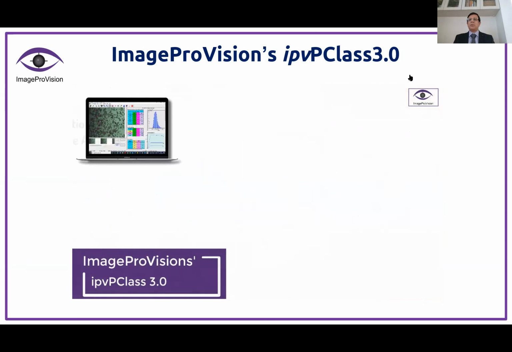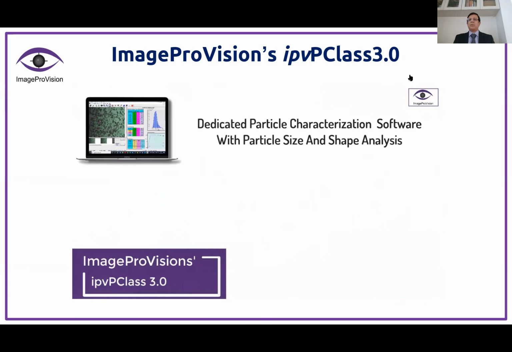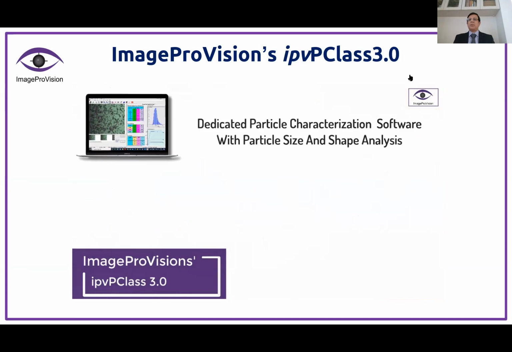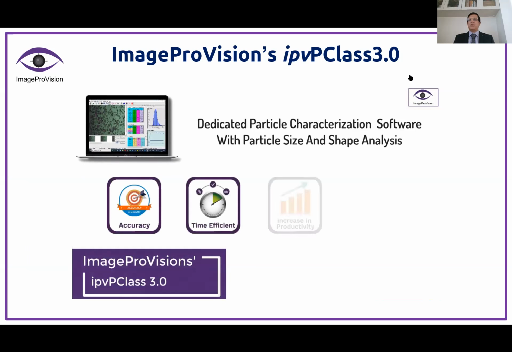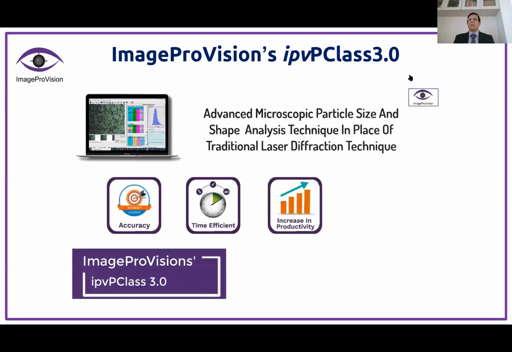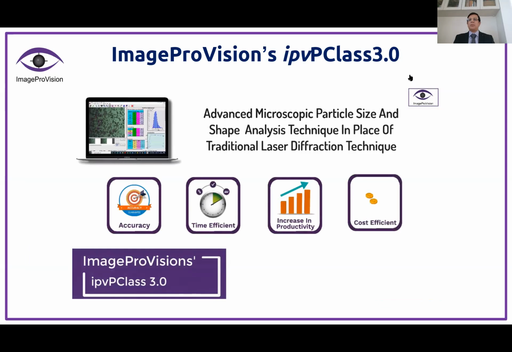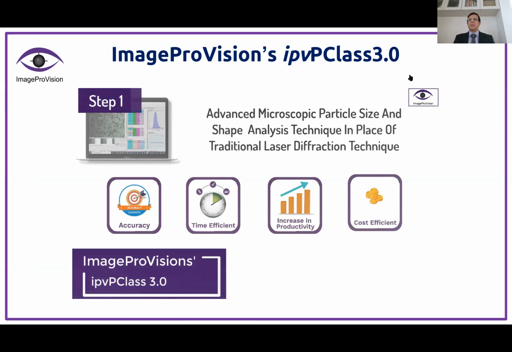As the IPVP class uses dedicated particle characterization software with particle size and shape analysis, it gives you more accurate analysis in just seconds, proving accurate and time efficient, reflecting in your increased productivity. And as it uses an advanced microscopic particle size and shape analysis technique in place of the traditional laser diffraction technique, it is also a cost-effective solution for saving your resources. So let's see how it actually works.